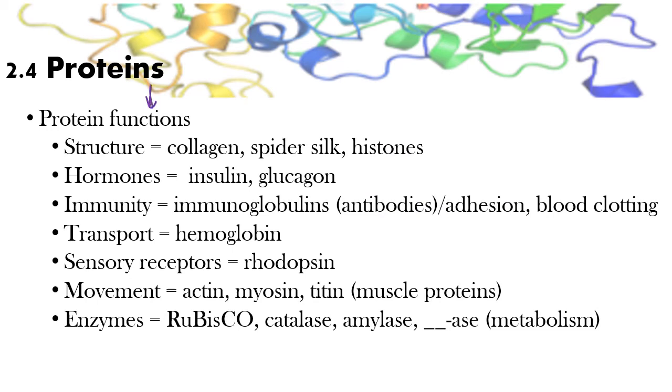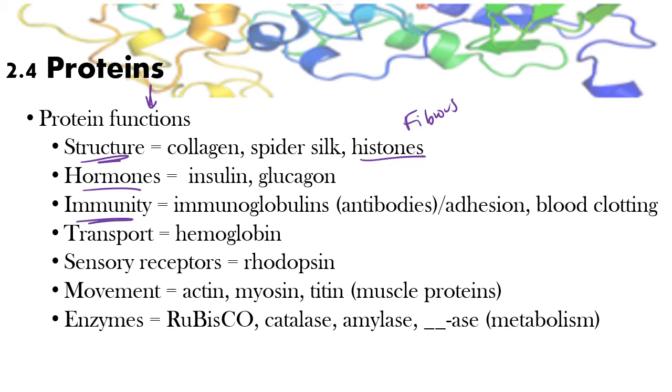So lots of different protein functions. Structure, we talked about with those fibrous proteins. Collagen and spider silk are really good examples of fibrous structural proteins. Histones are structural proteins found in our DNA. Hormones like insulin or glucagon are both proteins that influence homeostasis.